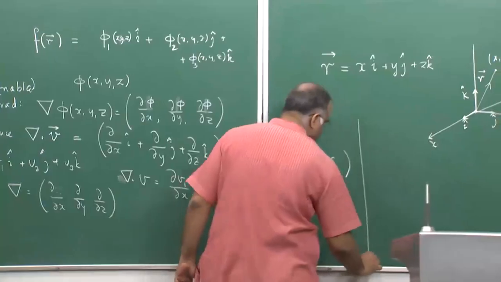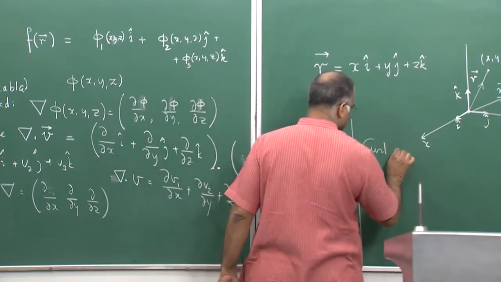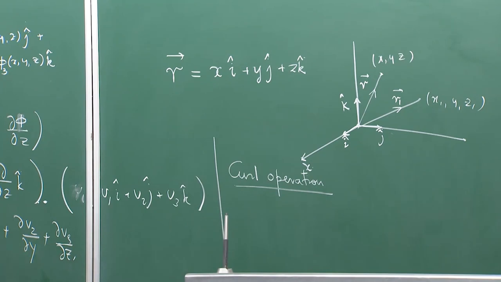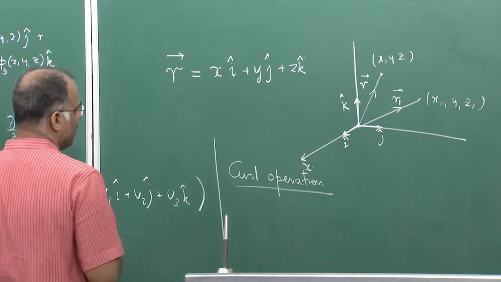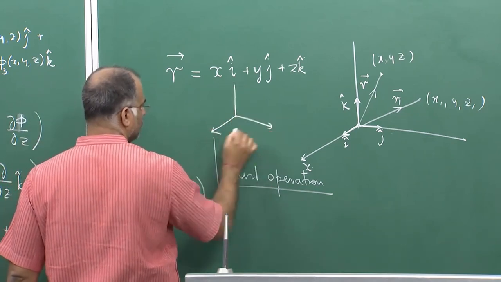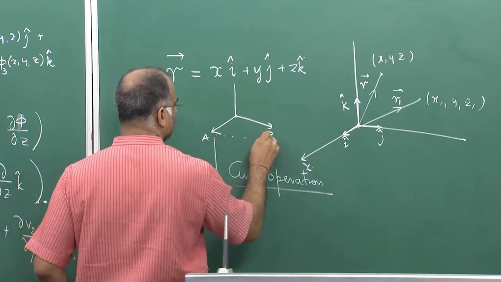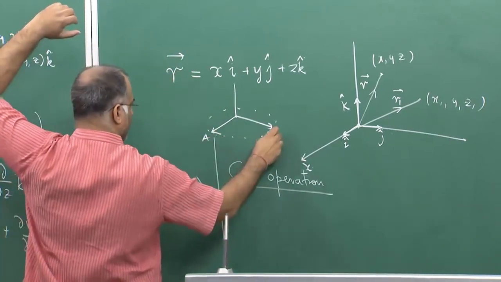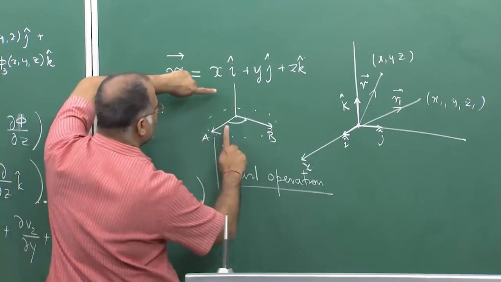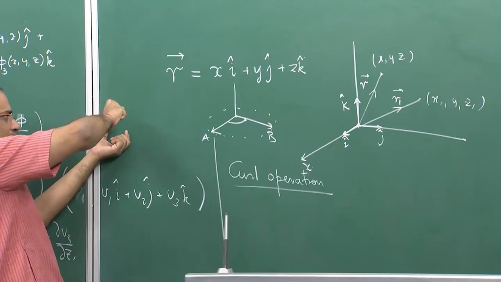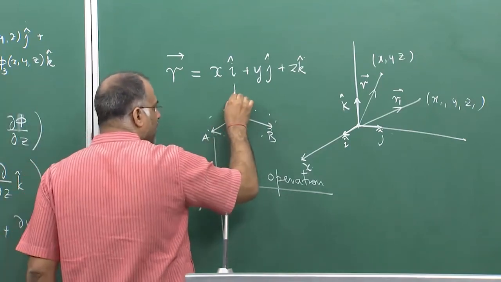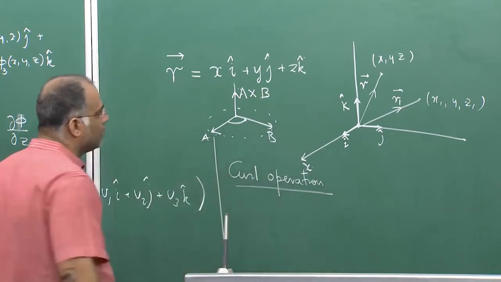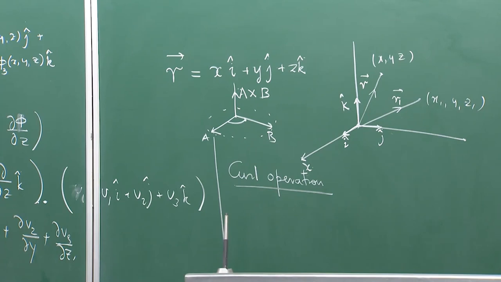Similarly, you can talk about another operation called the curl operation. Curl is like putting in a screw. Basically, you have 2 vectors A and B. This is the base of a screw, and you are trying to rotate the screw from A to B in this direction. Then the screw would actually get inside a wall. So the movement of the vector is along this direction. This gives me what is called A cross B, the cross product. So the curl operation is based on the cross product.